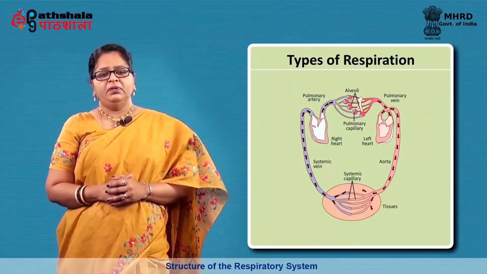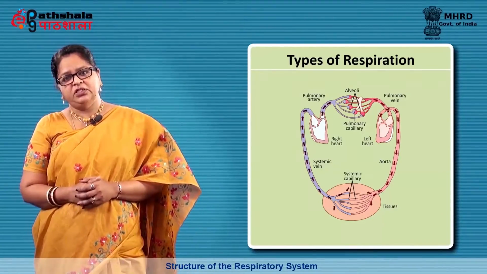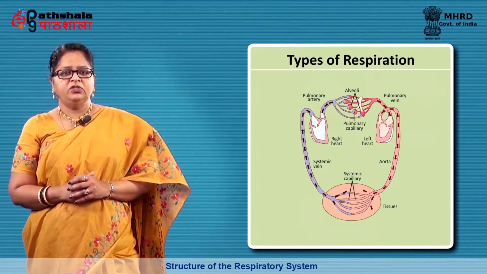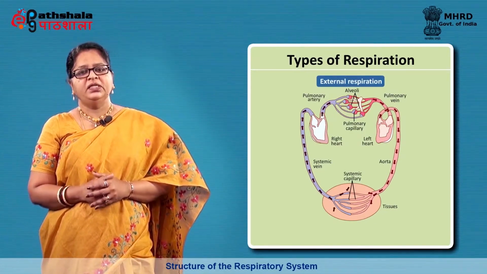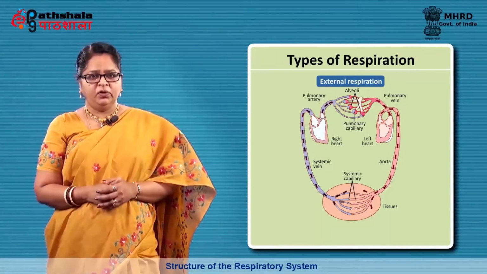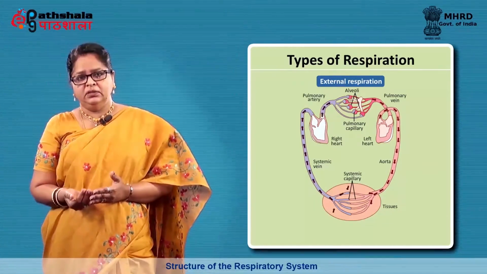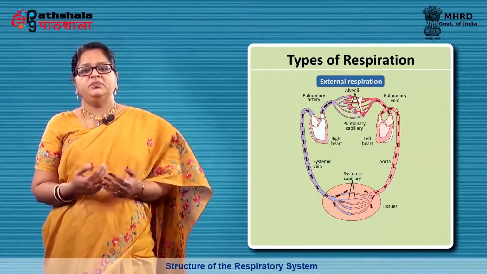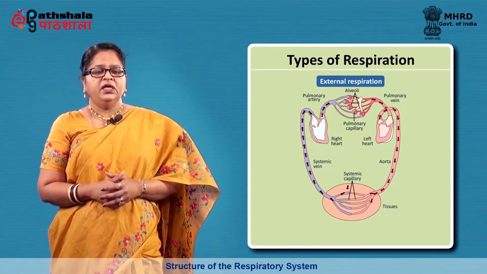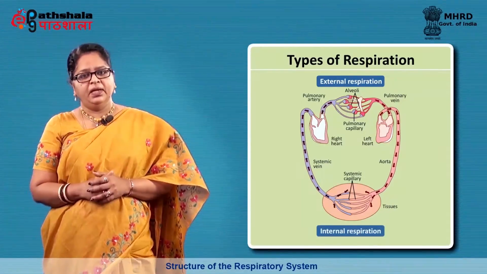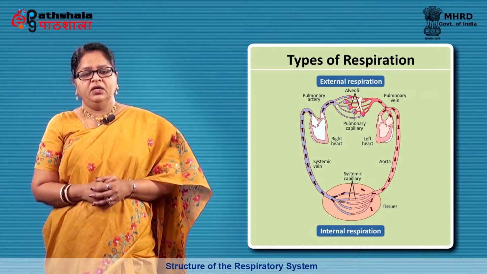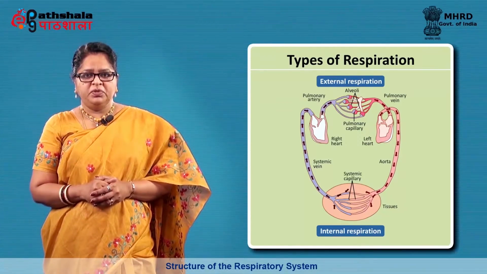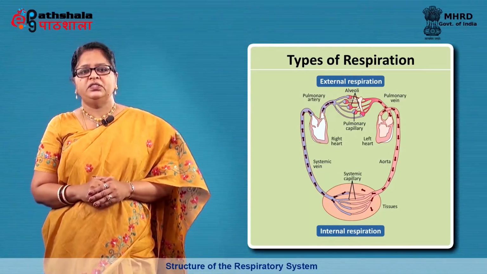Next, we will go on to the types of respiration. Respiration is categorized into two types, namely external respiration, which involves the exchange of respiratory gases between the lungs, that is the alveoli, and blood, and internal respiration, which involves exchange of gases between blood and tissues. Now, the process of respiration proceeds in four phases.